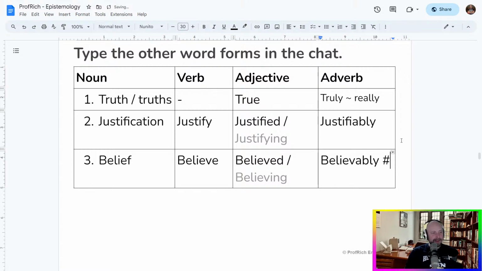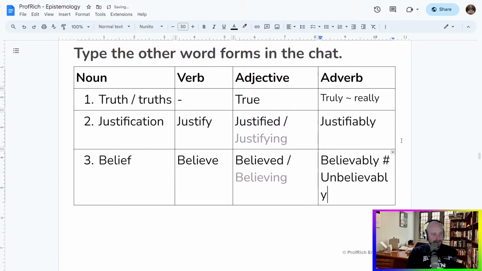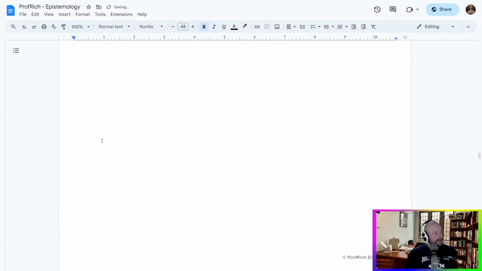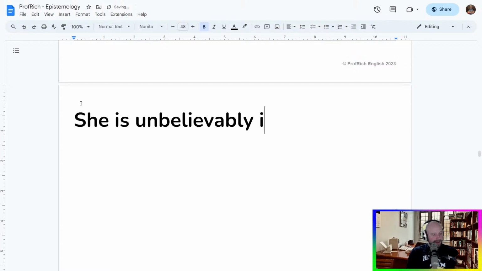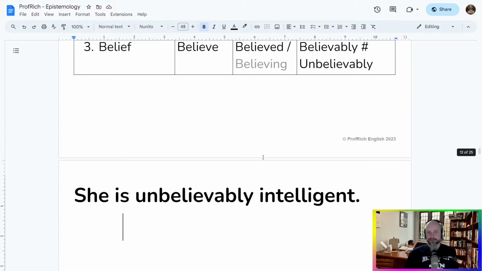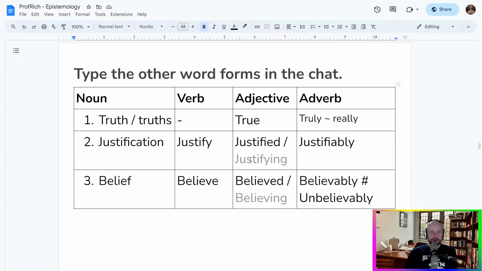Probably a bit more common than believably is to say unbelievably, when someone does something that you just can't believe. We also use unbelievably quite a lot with adjectives in combinations. Like we could say she is unbelievably intelligent, which means a lot. All right, so there's our answers for the word forms there.